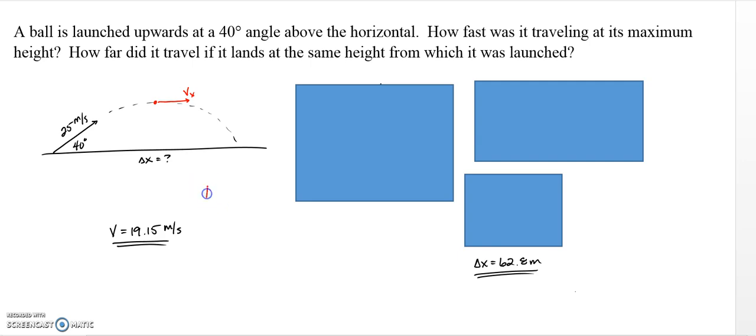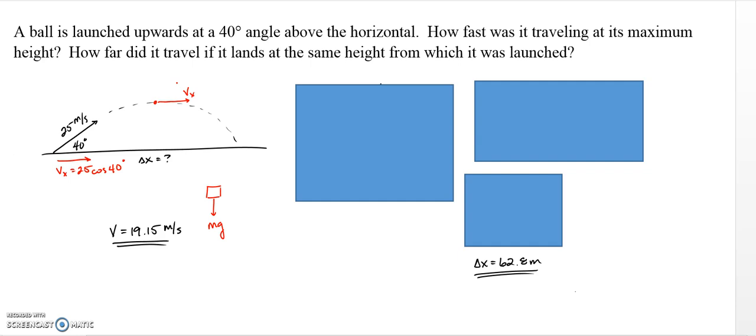Because if you draw a force diagram for any projectile, the only force acting is the force of gravity. So in the x-plane, we have constant velocity. So whatever velocity this was launched at, which would be this one right here, Vx, which is equal to 25 cosine of 40, that is the velocity it maintains in the x-plane throughout its path. So 25 cosine of 40 is my velocity at my peak, not 0.